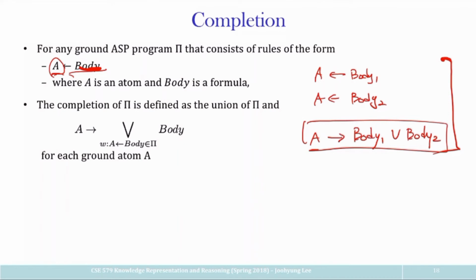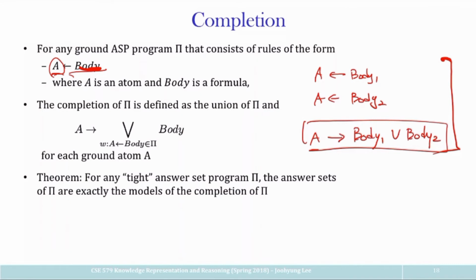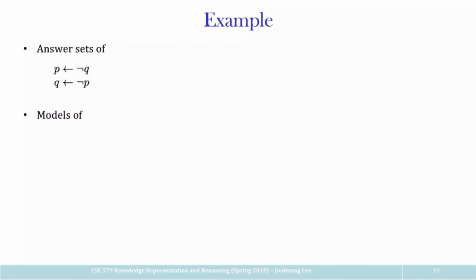So we'll do exercises in the next few slides. But the theorem is saying that for any tight answer set program, the stable models are exactly the models of the completion. I didn't define what a tight program is yet, and I will ask you to figure it out in a moment. So let's look at the examples.